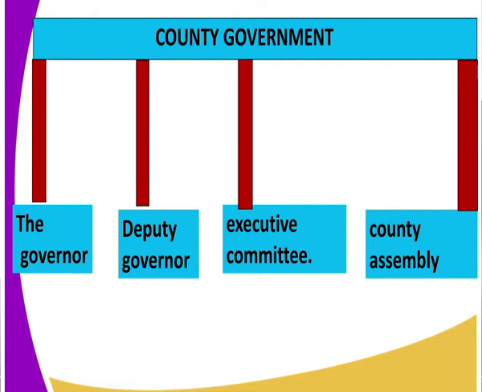We have said we have the governor, the deputy governor, the executive committee, and finally, the county assembly. The county assembly comprises of the members of the county assembly. Those members have been elected from the ward level, and they represent the electorates in the county.